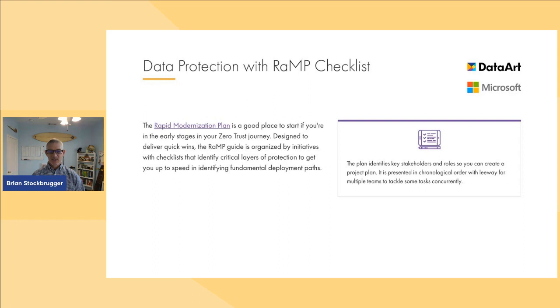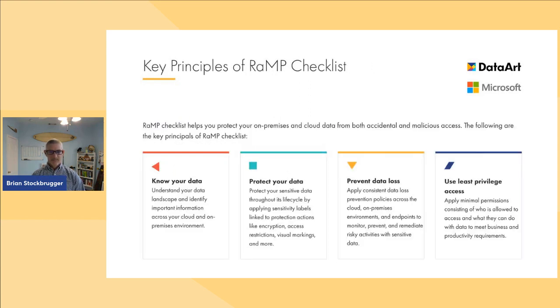So there is no one-size-fits-all approach to zero trust implementation. And organizations, as I mentioned earlier, are able to start where they need to. Organizations can start in different places, but usually they start with identity and move as quickly as possible to data. And the RaMP checklist is a great guide to identify the critical layers of protection, to get up to speed in identifying the fundamental deployment paths. So with respect to data and implementation of zero trust strategy, organizations are using this RaMP checklist, which is part of the zero trust rapid modernization plan.